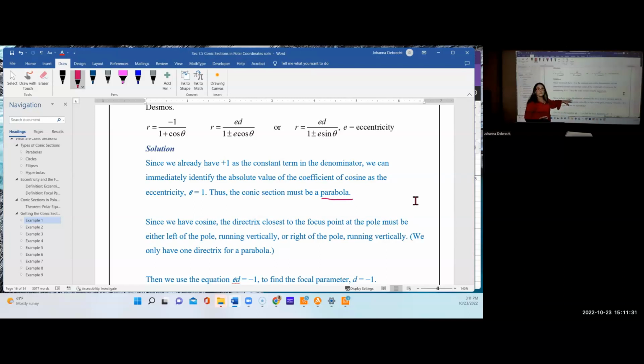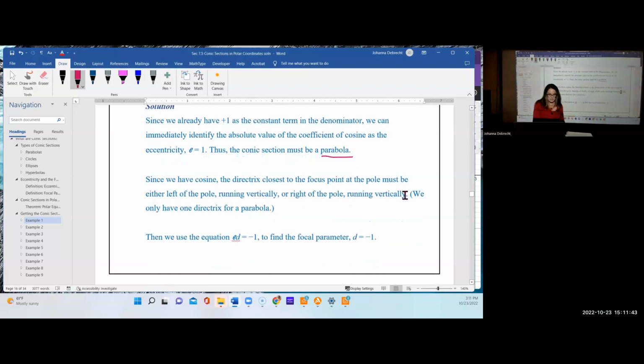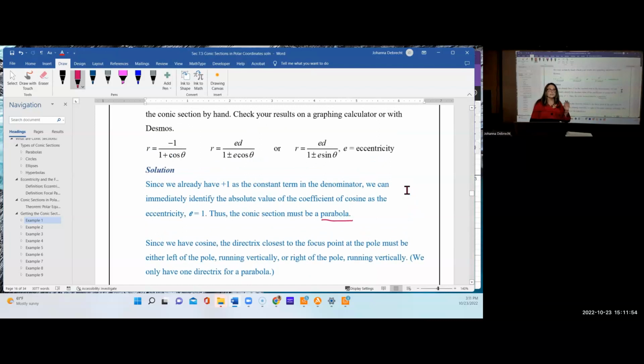Well, to determine where the directrix line is, I need to find the focal parameter. Now, my numerator is a -1, and because it's a -1, I can use that and the fact that the eccentricity is +1 to determine that the focal parameter is a -1. That doesn't mean it's to the left. You have to take the sign of the focal parameter in conjunction with the sign in the middle.